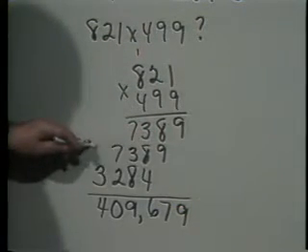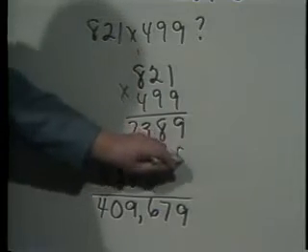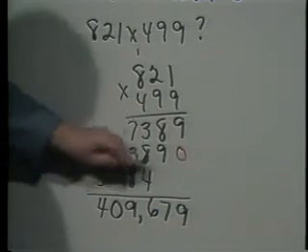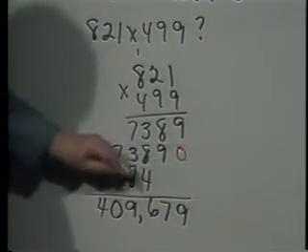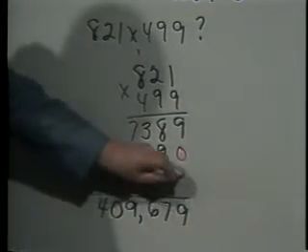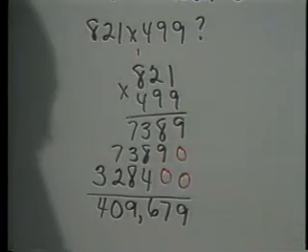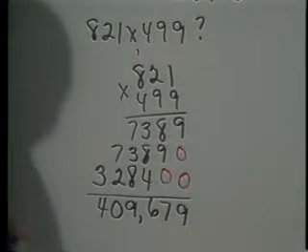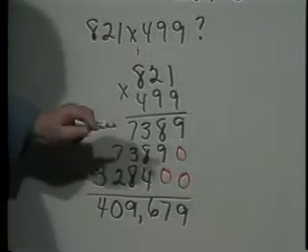And notice the indentation here. That's holding the place of a 0. Now the 4 gets indented one more place. 4 times 1 is 4. 4 times 2 is 8. 4 times 8 is 32. Then I add all these numbers up, and I get 409,679. And you see what I've done here?